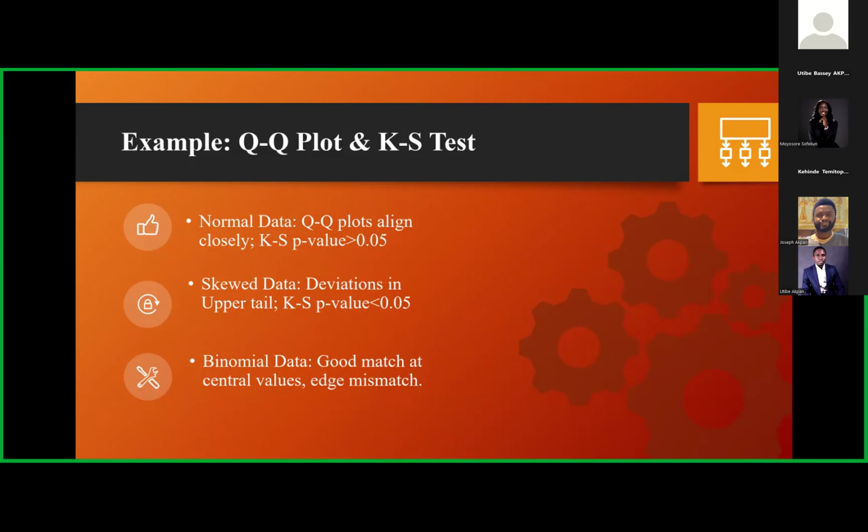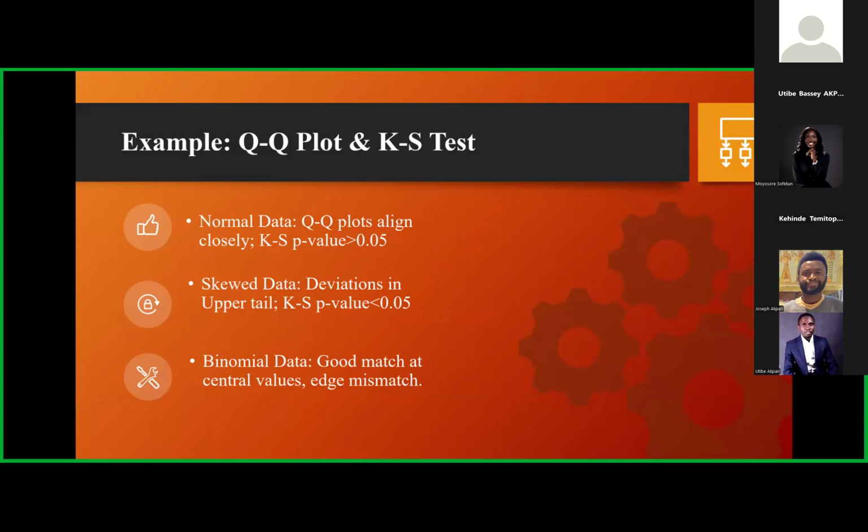Under the binomial data set, the match was good at the center, but the extreme categories were underrepresented. This visual evidence reinforces the statistical test and gives a clearer picture of where GAN succeeds and fails.